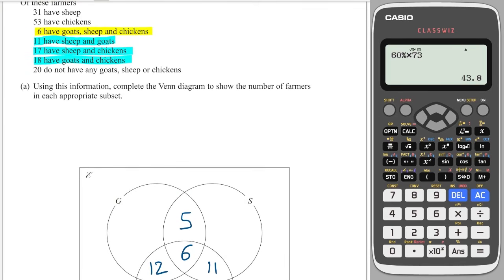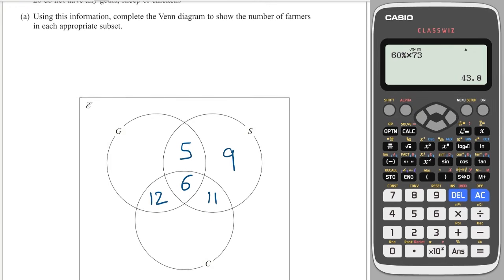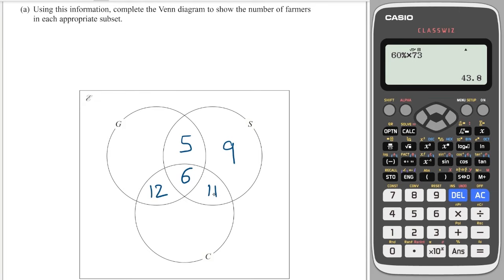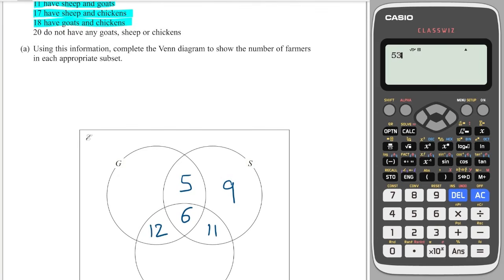Okay, let's look now at all of the sheep, of which there are 31. But how many are already in the sheep section? 5, 6 and 11 makes 22, which means there's 9 left over to go in the just sheep section. And here, 53 chickens. How many are already in the chickens section? 12, 11 makes 23, plus 6 is 29. So we need to do, was it 53? Yes, 53 minus 29, which is 24, goes here.